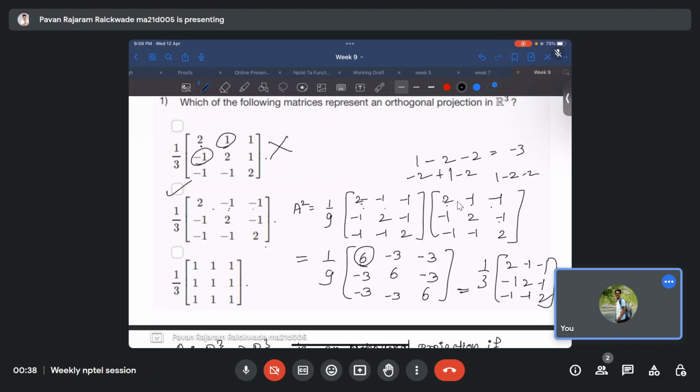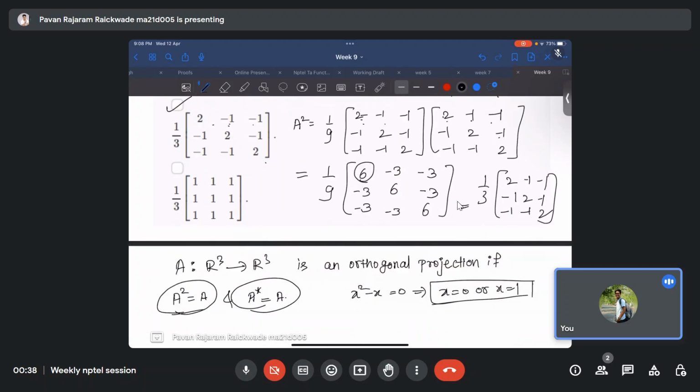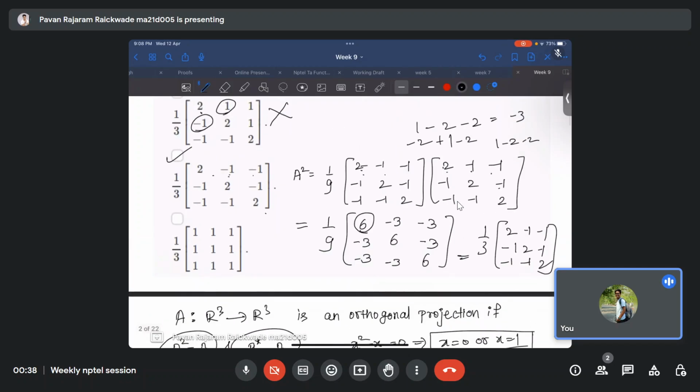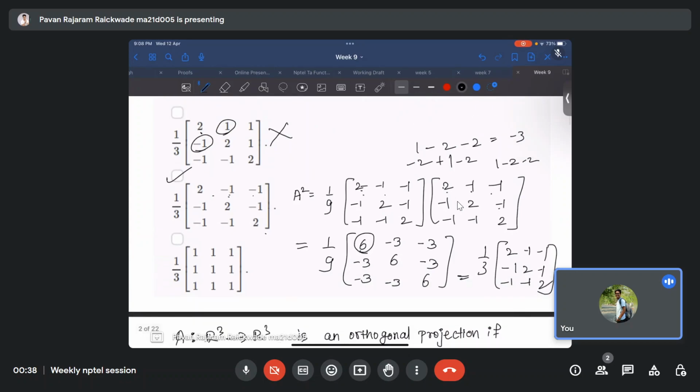This is just matrix multiplication. You have to multiply the matrices and see if these two conditions are satisfied: A squared equals A and A star equals A. I just showed you this, so the second option is correct. The third one is also correct, I guess. You can have a look once. It's self-adjoint, no problem. A star equals A, and when you do A squared, it will again be A.